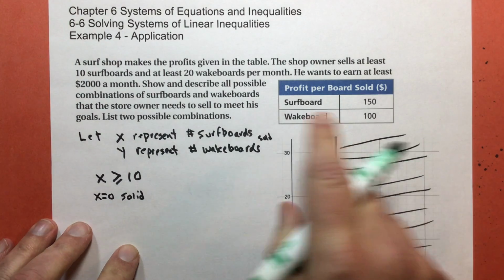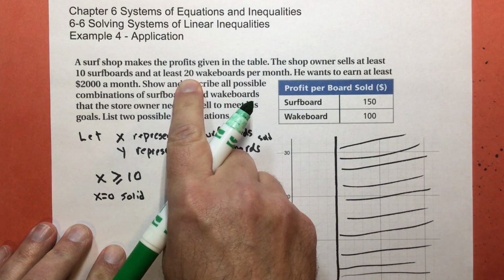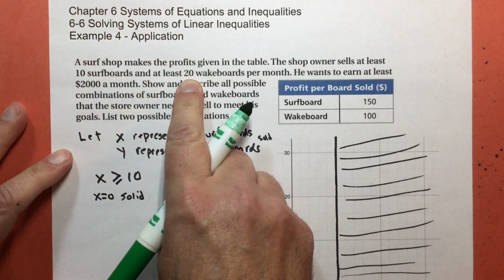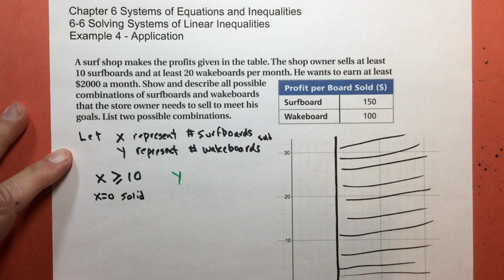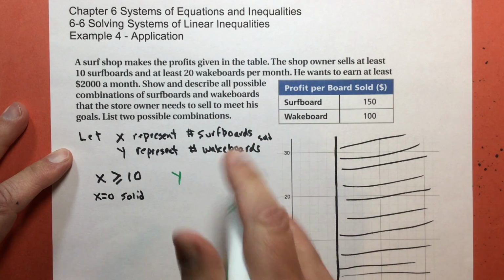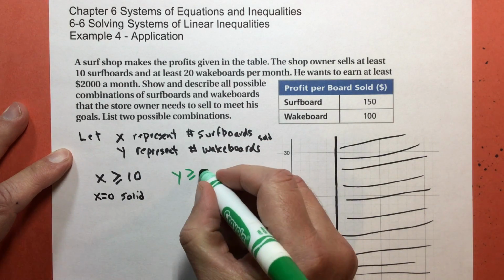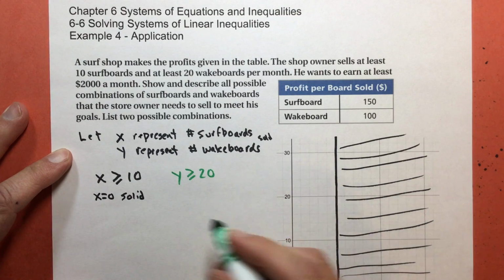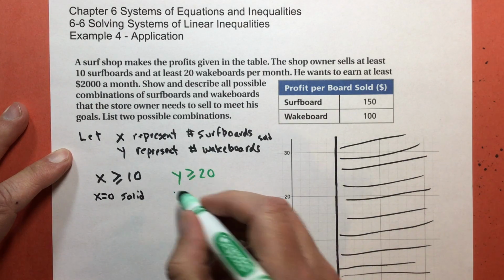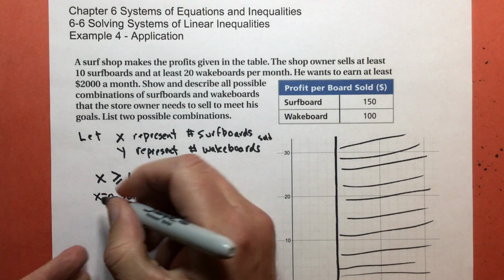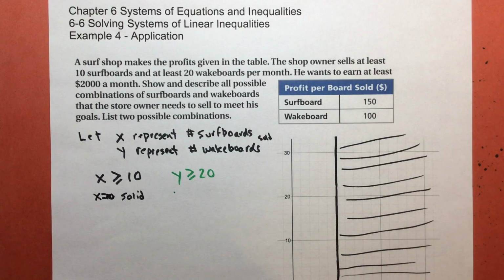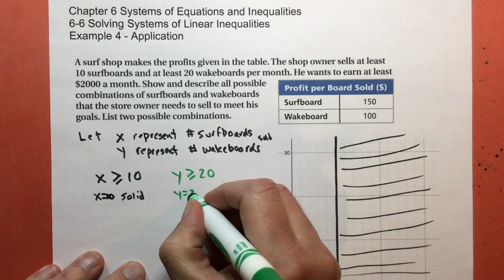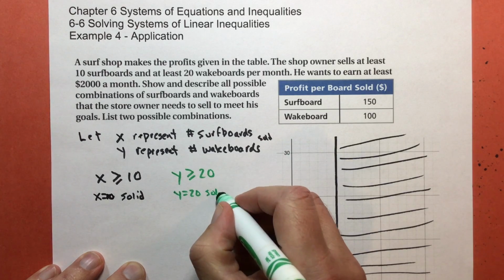Now, we also find out that the shop owner wants at least 20 wakeboards. Okay, so the number of wakeboards is Y. 20 is okay, so it could be equal to 20, but more than 20 is better. So the number of wakeboards sold has to be greater than or equal to 20. So the boundary line is going to be, I got to change something, I'm sorry. I said it, but I didn't write it right. X equals 10, that's supposed to be a 10. I just noticed that out of the corner of my eye. My boundary line is going to be Y equals 20, and it's going to be solid.